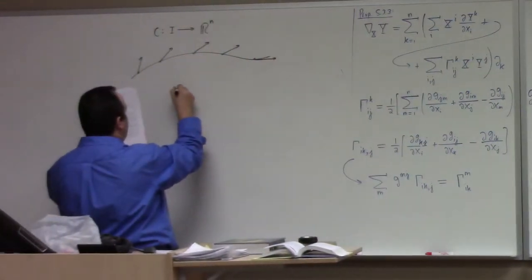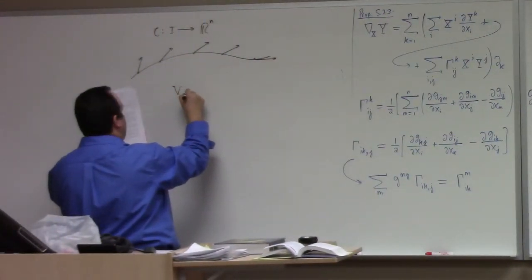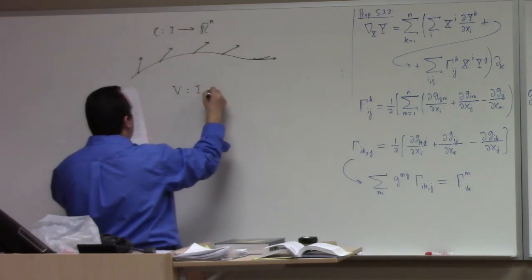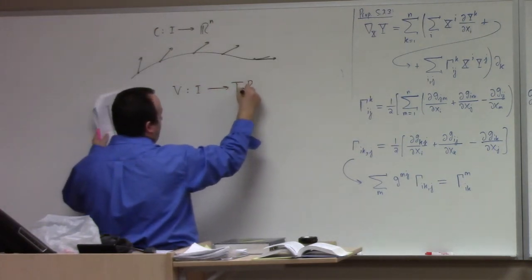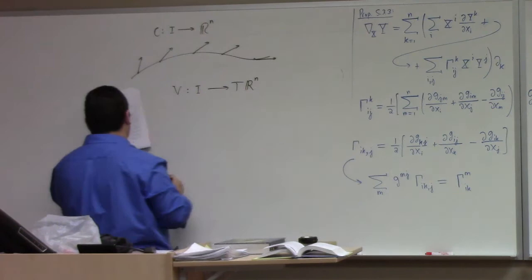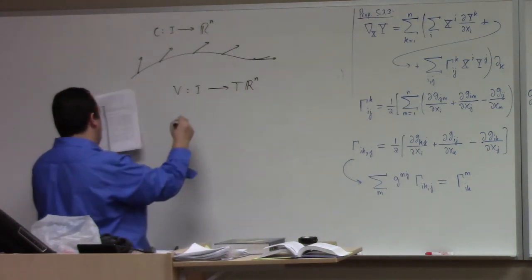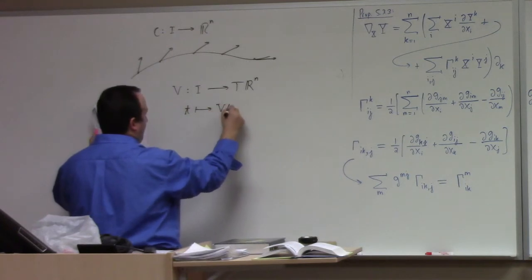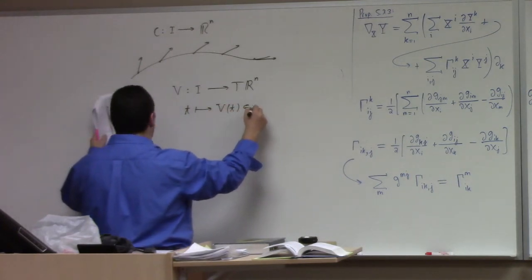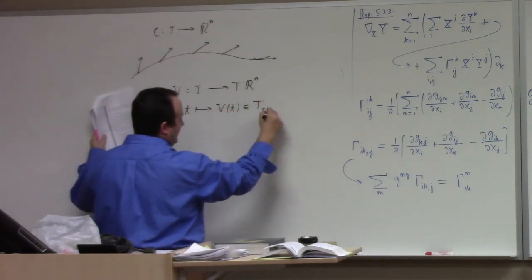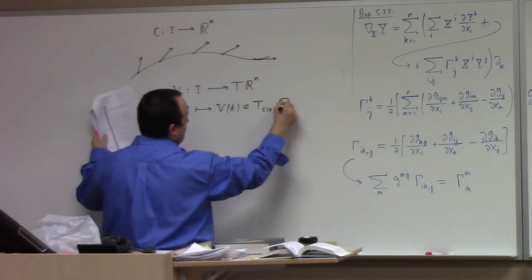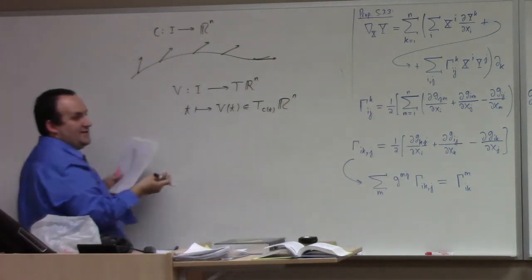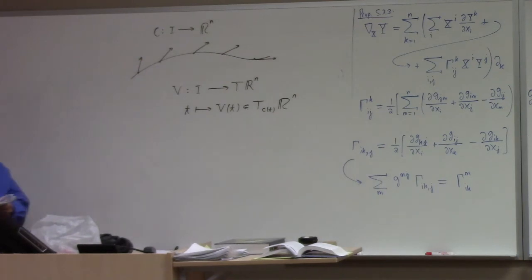He's like, it's V that is a mapping from I to the tangent space of Rn, given by T maps to V of T, which is an element, more specifically, of the tangent space at C of T of Rn. That is just a fancy way of saying it is attached to the curve at the appropriate point, right?